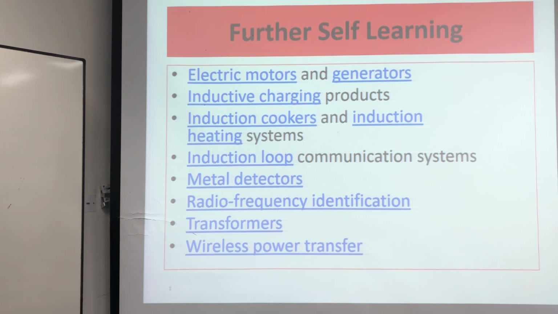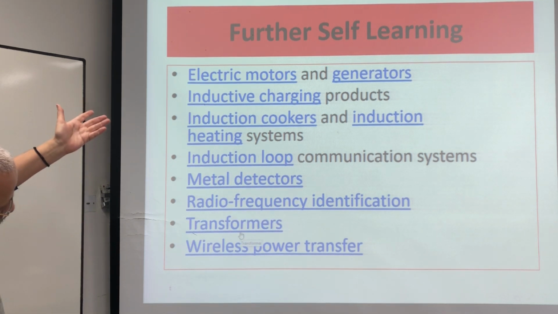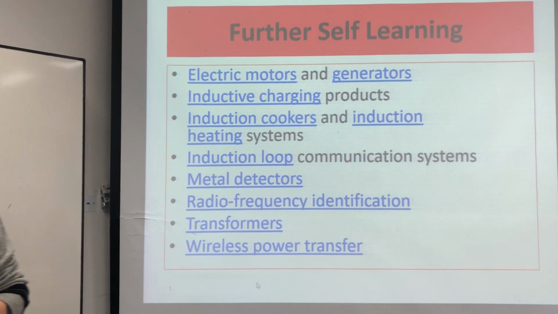In electrical motors and generators, it's very important. You have to study electrical motors and generators in the future, and they are based on magnetic coupling. There are some kinds of inductive charging products. Also, there are induction cookers and induction heating systems. Also, we have induction loop communication systems, metal detectors, radio frequency identification, and transformers. We mentioned the transformer before. Wireless power transfer is very, very important for your study to understand, and it is based on magnetic coupling.